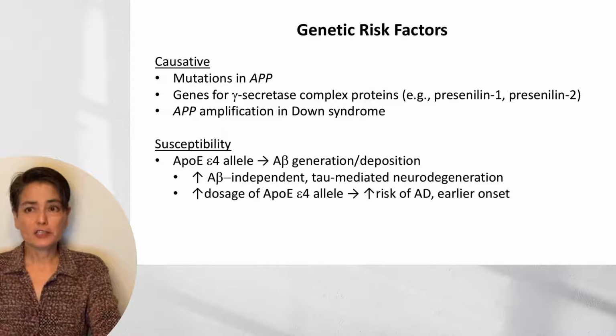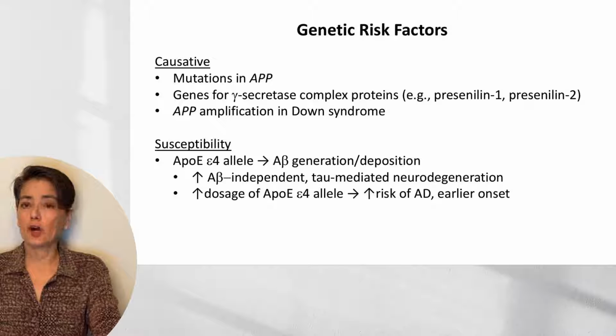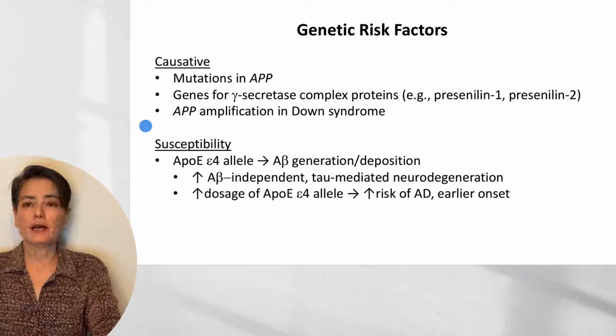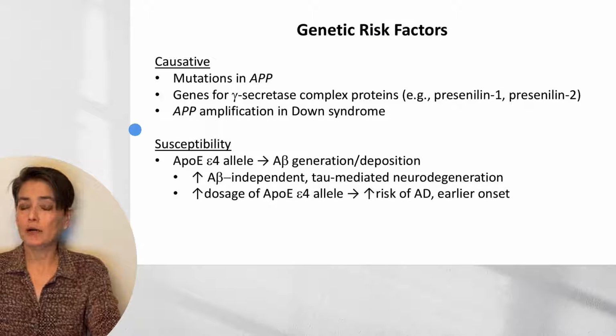There are a number of genetic risk factors for Alzheimer's disease that may be either causative or confer some degree of susceptibility. So causative mutations include mutations in our APP gene, as well as in the genes for the gamma secretase complex proteins presenilin 1 and presenilin 2. We can also see increased APP in patients with Down syndrome. This is because the APP gene is found on chromosome 21, and the majority of patients with Down syndrome therefore will have 3 copies of APP, which leads to an earlier presentation of Alzheimer's disease in these patients.